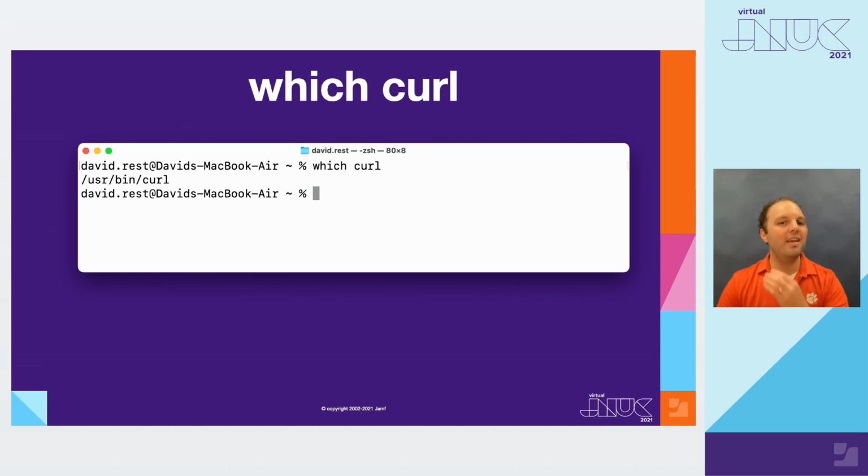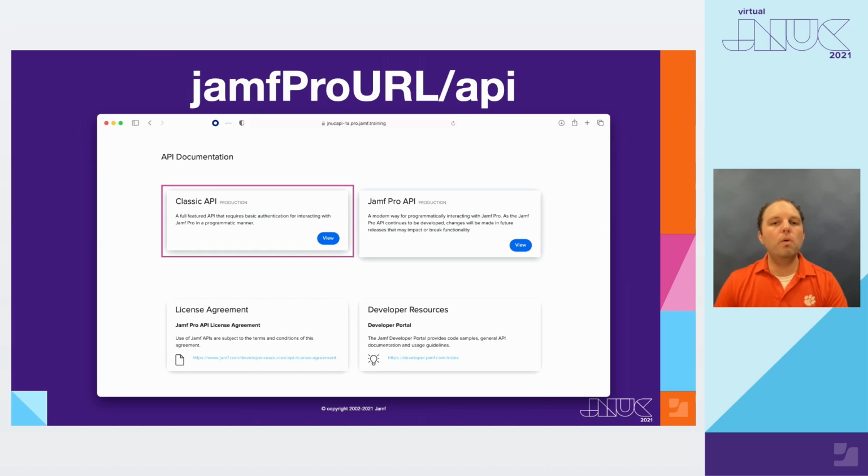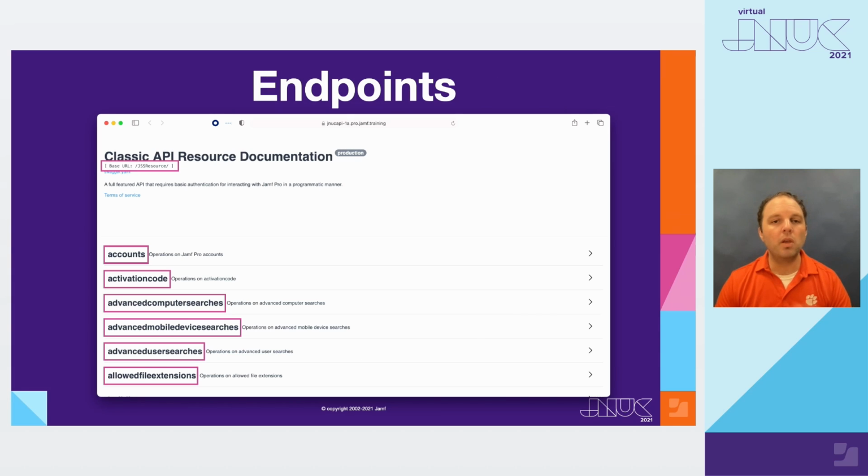So, having gotten all that out of the way, let's talk about how we can actually view a device's inventory information using the Jamf Pro Classic API. If we go to our URL/API, you'll see a page that looks like this. We have documentation for the Classic API and for the Jamf Pro API. We're going to view the Classic API documentation, which will bring us to a page that looks like this.